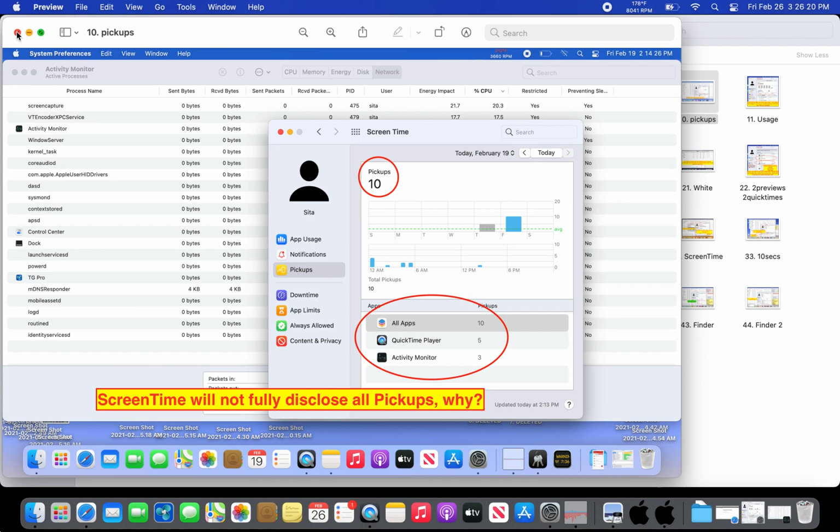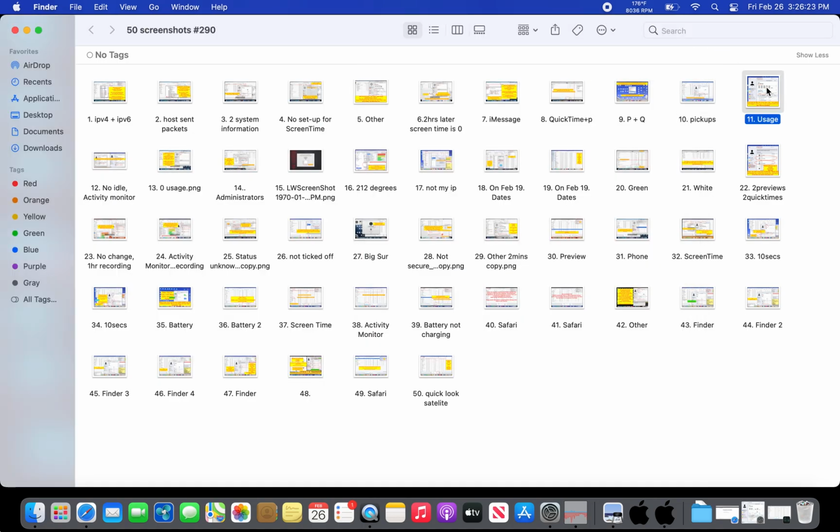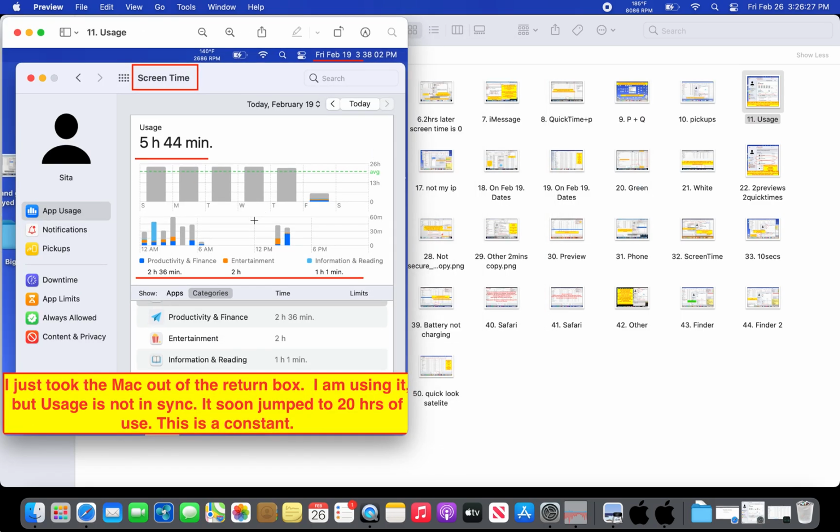But anyways, you did say you don't know about screen time, so let's move on. Yeah, I know. That's okay. Let's move on. Usage, you said you don't know. Here is the same usage again. They're never congruent, and believe me, there's no idling.